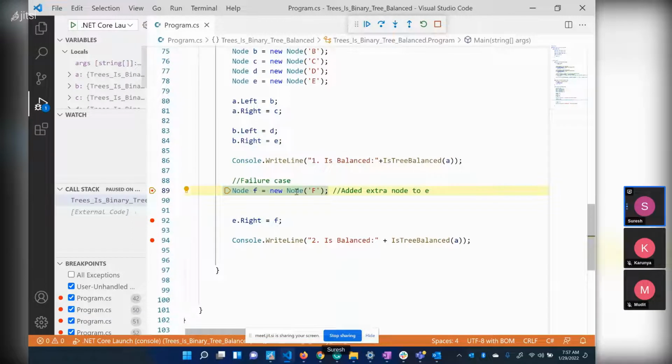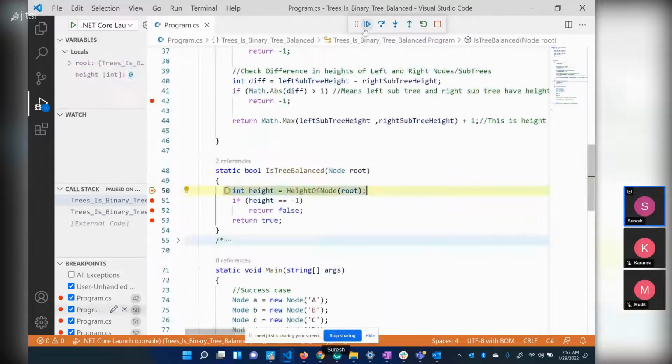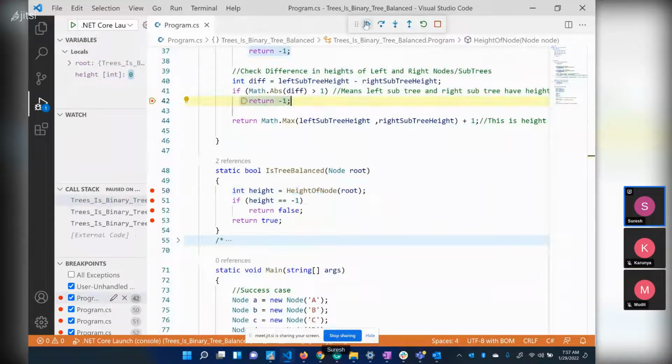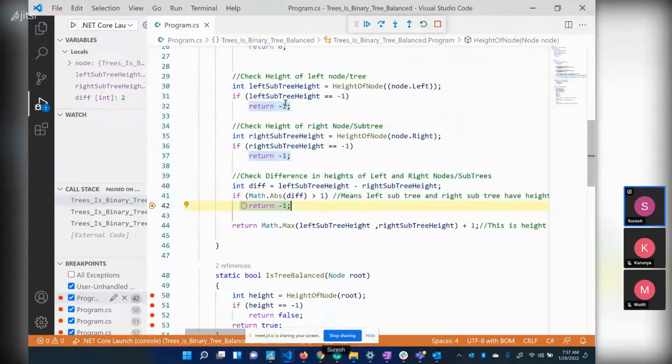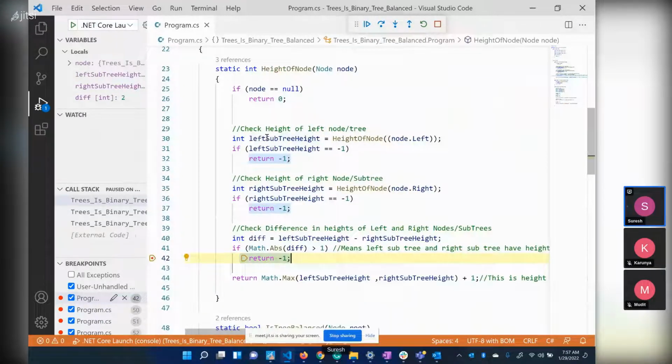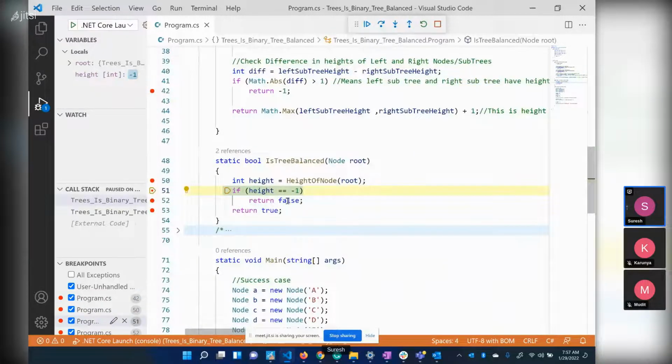Yep, see that we are adding F. If you add F there, then we'll see what happens. See, we are returning minus 1. So left subtree height is 3, right subtree height is 1, and the difference is 2. 2 is greater than 1, so we are returning minus 1. If you return minus 1, it will return false.